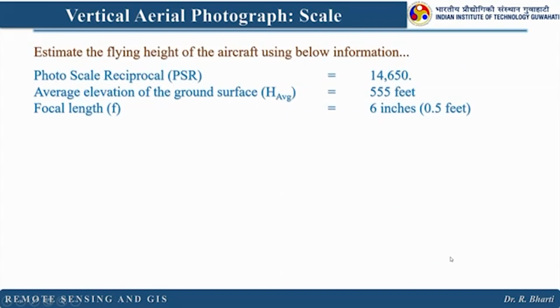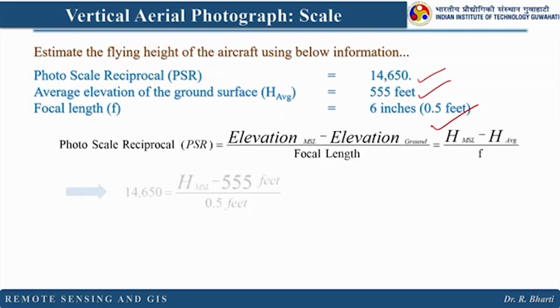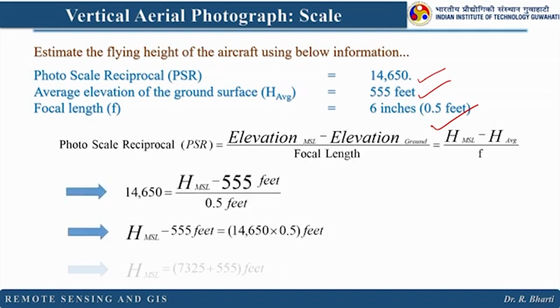This is another problem where you have to estimate the flying height of the aircraft using the following information. Here you have the photo scale reciprocal, the average elevation of the ground surface, and the focal length. So, how do you calculate the flying height? Now, this is the reverse problem. You can always use the same equation by rearranging it, and then you can calculate the flying height of your aircraft.